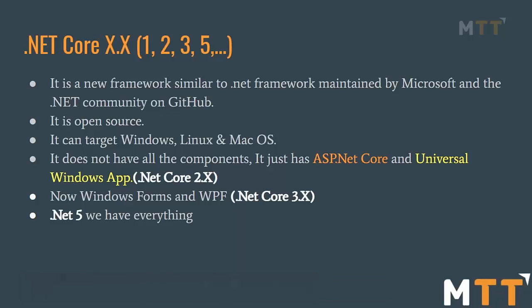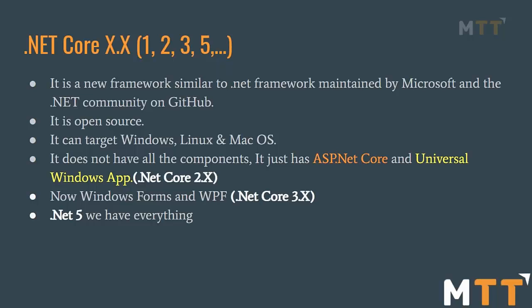Now, if somebody asks you what is the difference between .NET Framework and .NET Core, there are 3 points you can say. First, .NET Framework is not free, whereas .NET Core is free. Second, .NET Framework is not open source, .NET Core is open source. Third, .NET Framework supports only the Windows operating system, whereas .NET Core supports all the operating systems. If you say these 3 points, that is more than enough.